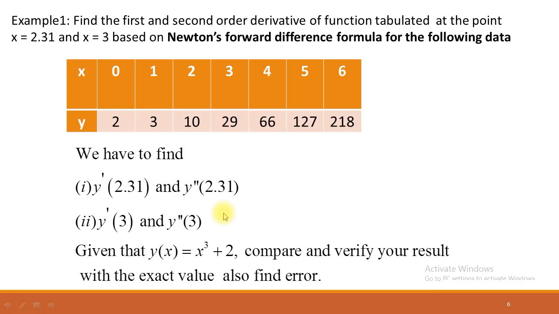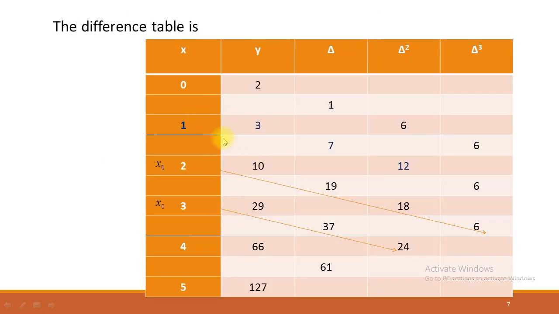Now, to construct the divided differences table. For the divided differences table, put the value of x in the first column and the value of y in the second column, and then find the first differences, second differences, and so on, third differences.